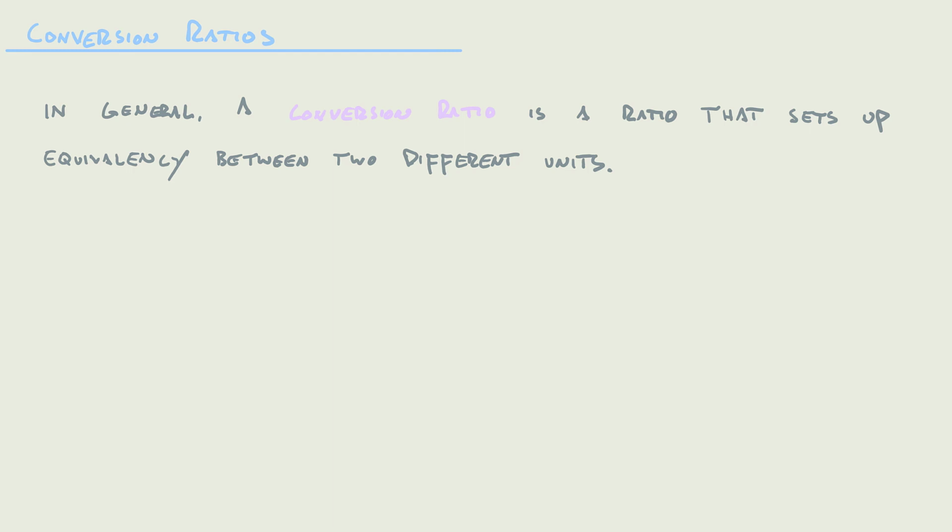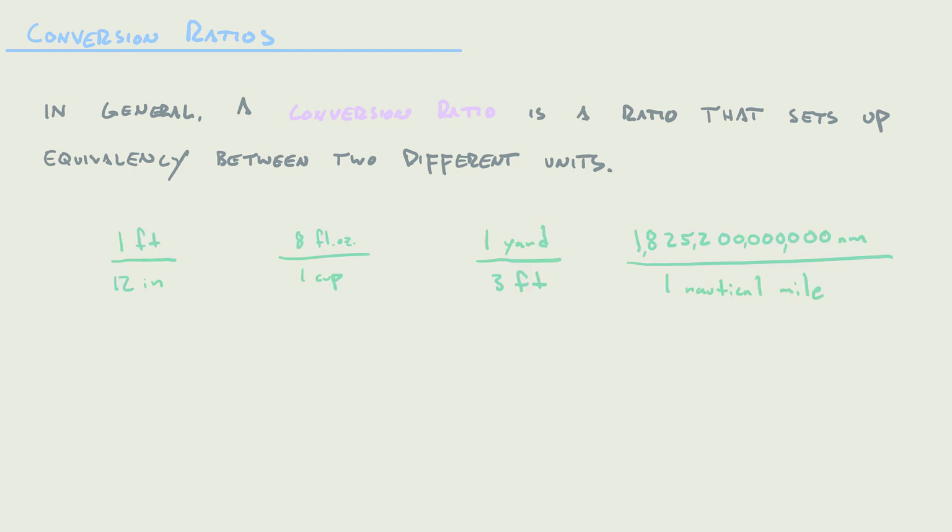In general, a conversion ratio is a ratio that sets up an equivalency between two different units. So I put 4 on the screen here. 1 foot is the same as 12 inches distance-wise. 8 fluid ounces is the same as 1 cup. 1 yard is the same as 3 feet. And 1,825,200,000,000 nanometers is 1 nautical mile. They're the same thing, same distance.